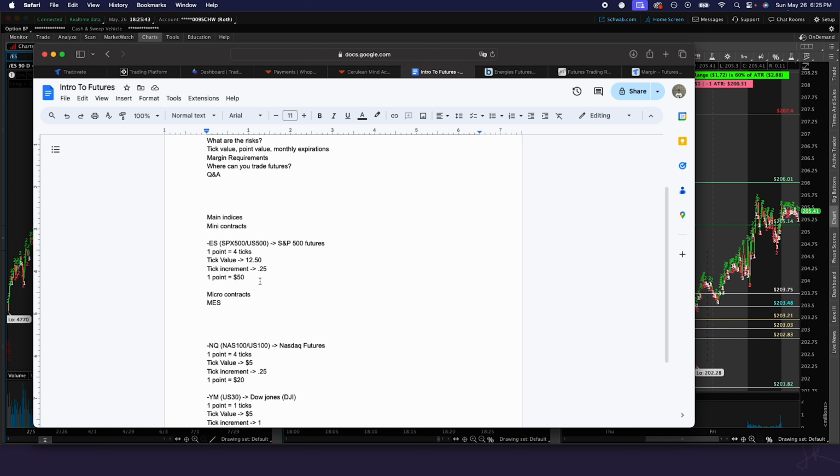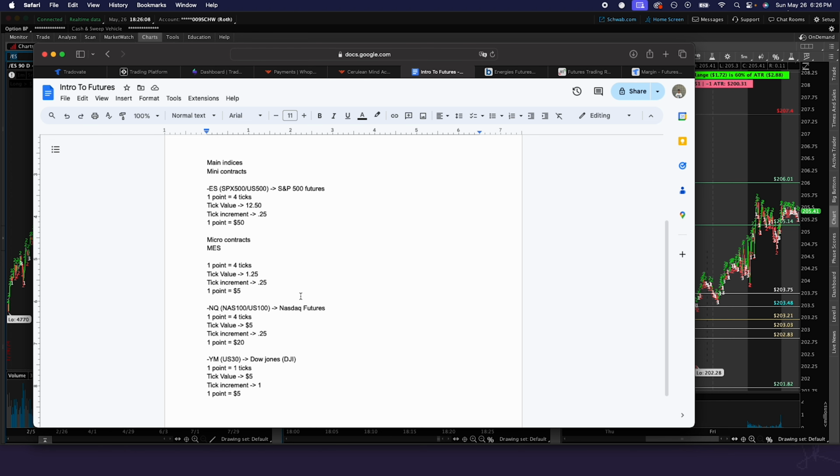So for MES, just divide it by 10, and then you'll get your prices. So instead of being 12.50, it'll be 1.25, and then you'll make $5 instead of $50 per point. Now, if you have a smaller account, you can always start off with the micros and then slowly build yourself up.